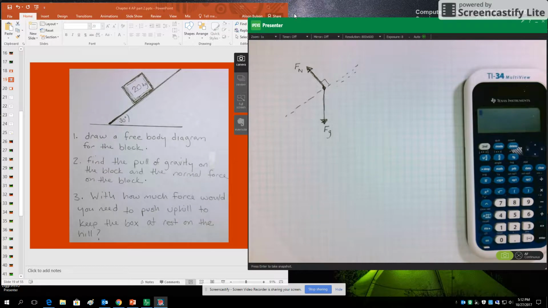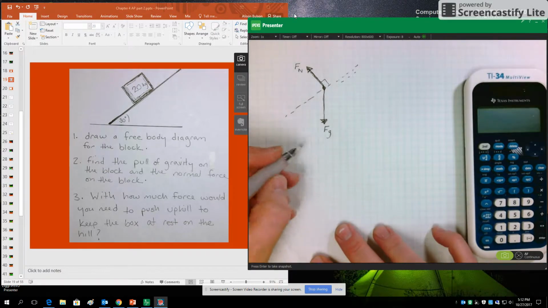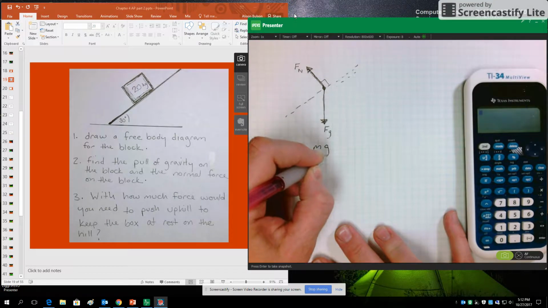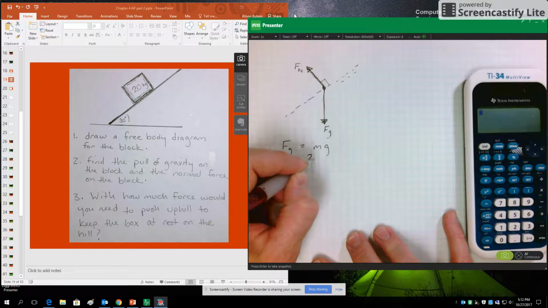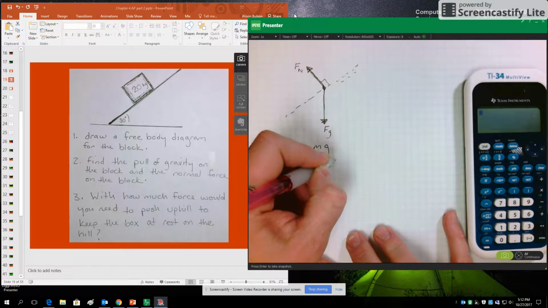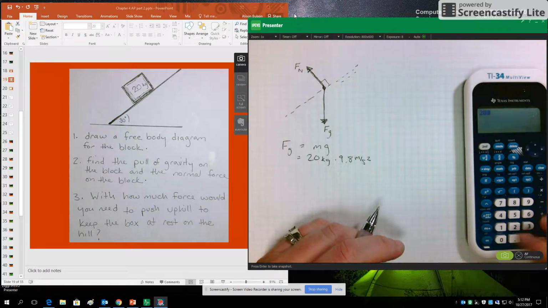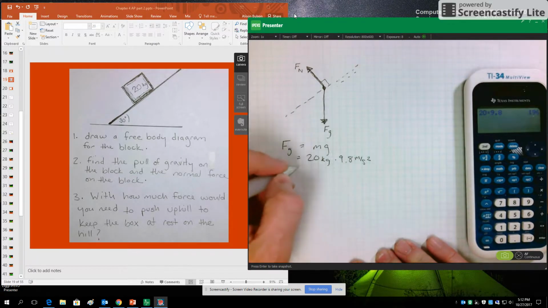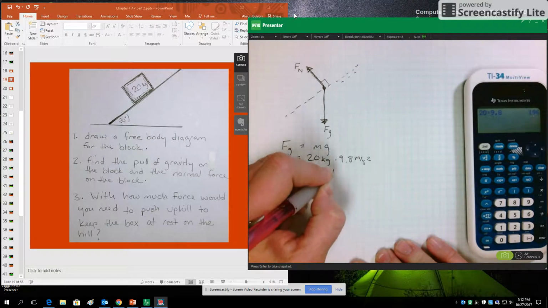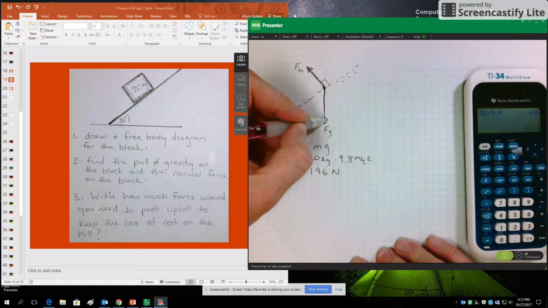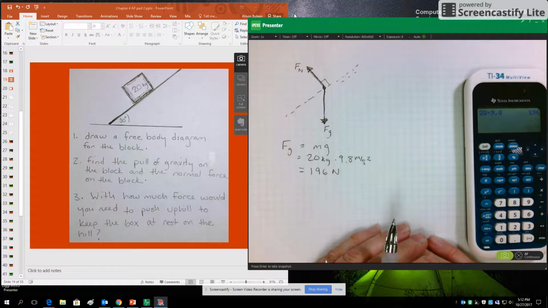Now we want to find the pull of gravity on the block and the normal force on the block. So the pull of gravity is straightforward. That pull of gravity is still the mass times acceleration due to gravity. So 20 kilograms times 9.8 meters per second squared. Okay, and I'm not going to even try to think about it because it's Friday and I'm exhausted. So 196 newtons. So that gives us the length, the strength of this downward vector.